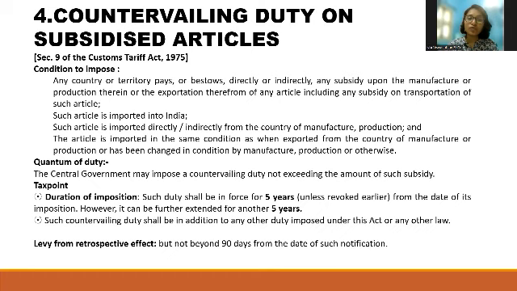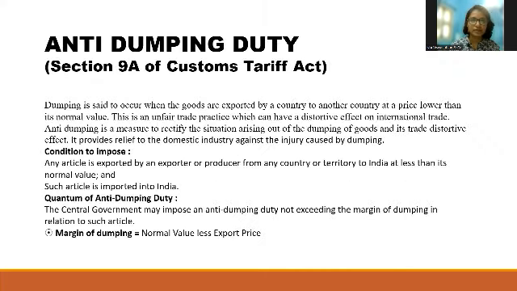So in order to counterattack or offset the subsidy that has been provided by that government, the Union government will charge a countervailing duty. And the countervailing duty will not exceed the amount of subsidy that has been granted by that country. So it is to counterattack or reverse the impact of subsidies that have been provided. So that is called countervailing duty on subsidized articles.